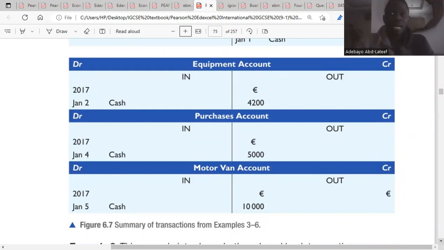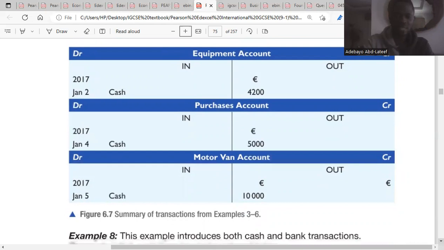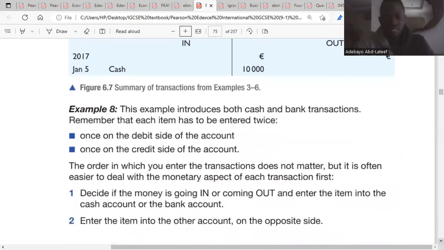You know, in our cash account, we have each item. We have equipment account, purchases account, cash account, motor van account. All these things have received that cash. That's why we have it. I think it's clear. So cash is going out because of equipment. Cash has gone out because of stocks that we bought. Cash has gone out because of the motor van account. Any question about that? Okay.